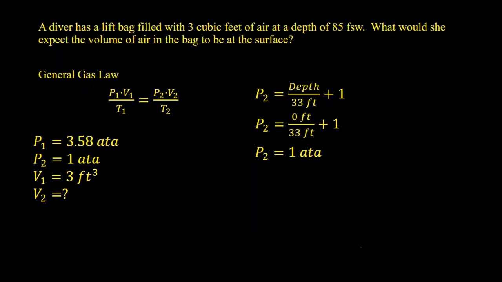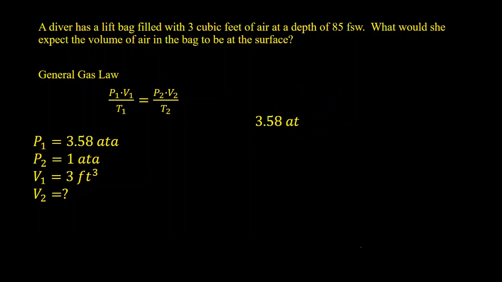For the purposes of this problem, since there's no information on the temperature, we're going to assume it's the same on the surface and at depth. Since the T1 and T2 will be the same, they just cancel out. If we did all the algebra, they'd end up dividing each other out eventually, and it would be a non-issue, so we can eliminate that. So we're really just doing pressure times volume equals pressure times volume.